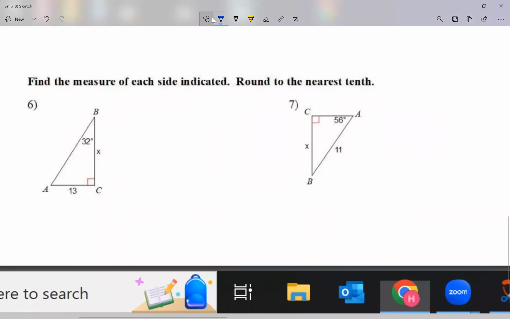All right, so let's review. Find the measure of each side indicated. Round your answer to the nearest tenth. So in my case, I have it rounded to 1 decimal place. Make sure you guys read your instructions. I might ask you to round it to 2 decimal places.